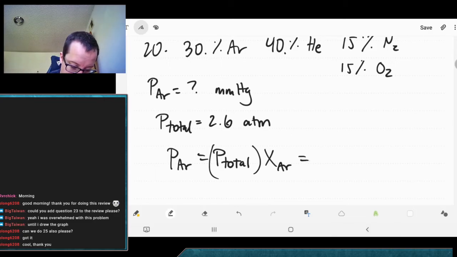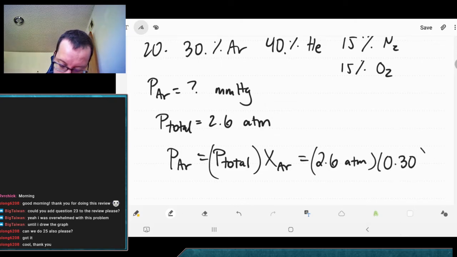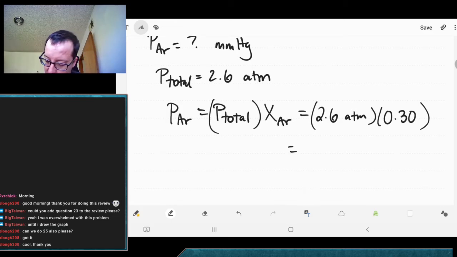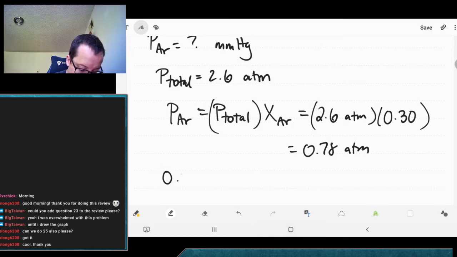So we're looking at argon, right? That's what we're looking for. So we're looking at 2.6 atmospheres times 0.30, 30%. So the partial pressure in atmospheres is 2.6 times 0.3, which will give us 0.78 atmospheres. We just need to convert this to millimeters of mercury.